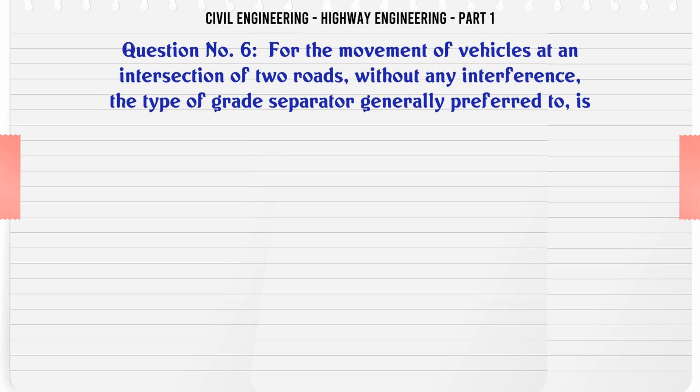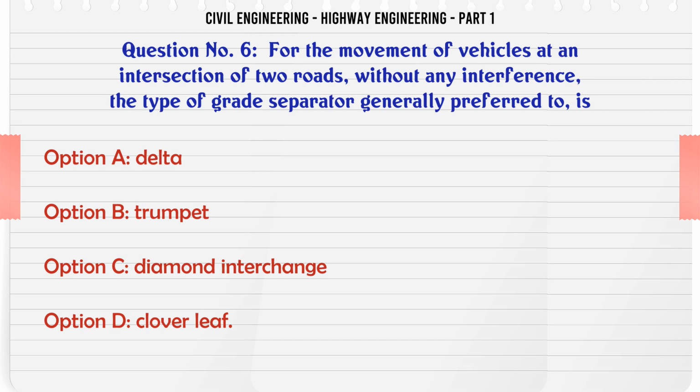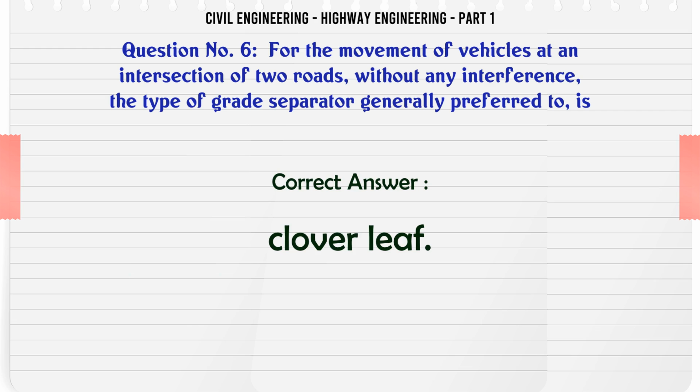For the movement of vehicles at an intersection of two roads, without any interference, the type of grade separator generally preferred is A. Delta, B. Trumpet, C. Diamond interchange, D. Clover leaf. The correct answer is clover leaf.